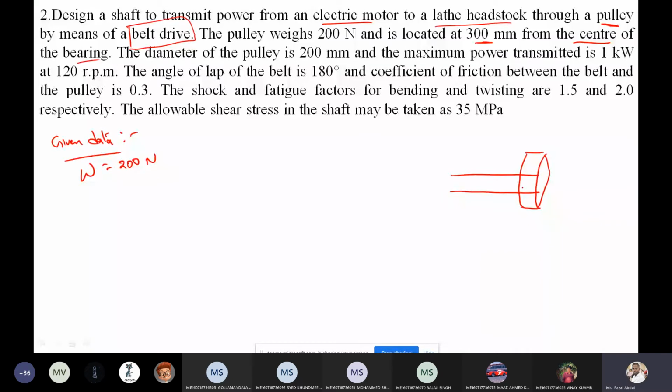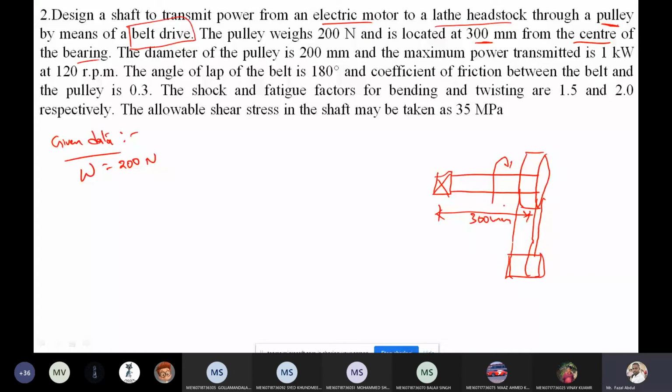Here one lathe headstock is there. This is the lathe headstock. Like this, it is transmitting the power, rotating in this manner. This is the bearing. Continuously it is rotating. Now the distance from the center of the bearing to the pulley is given as how much? 300 mm.